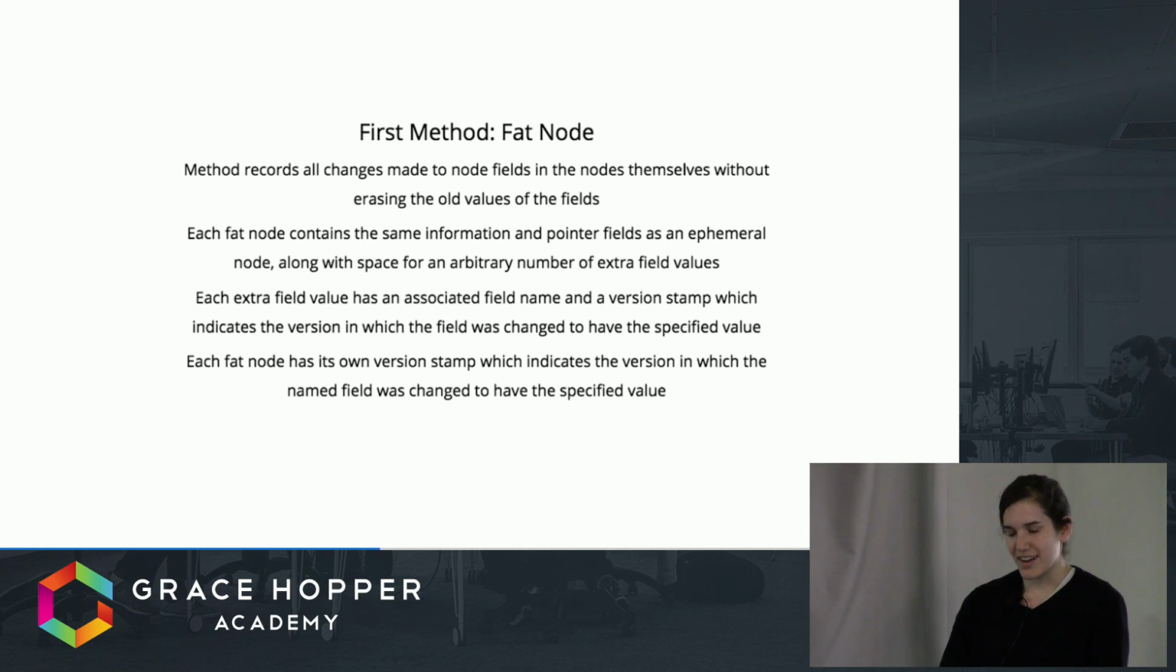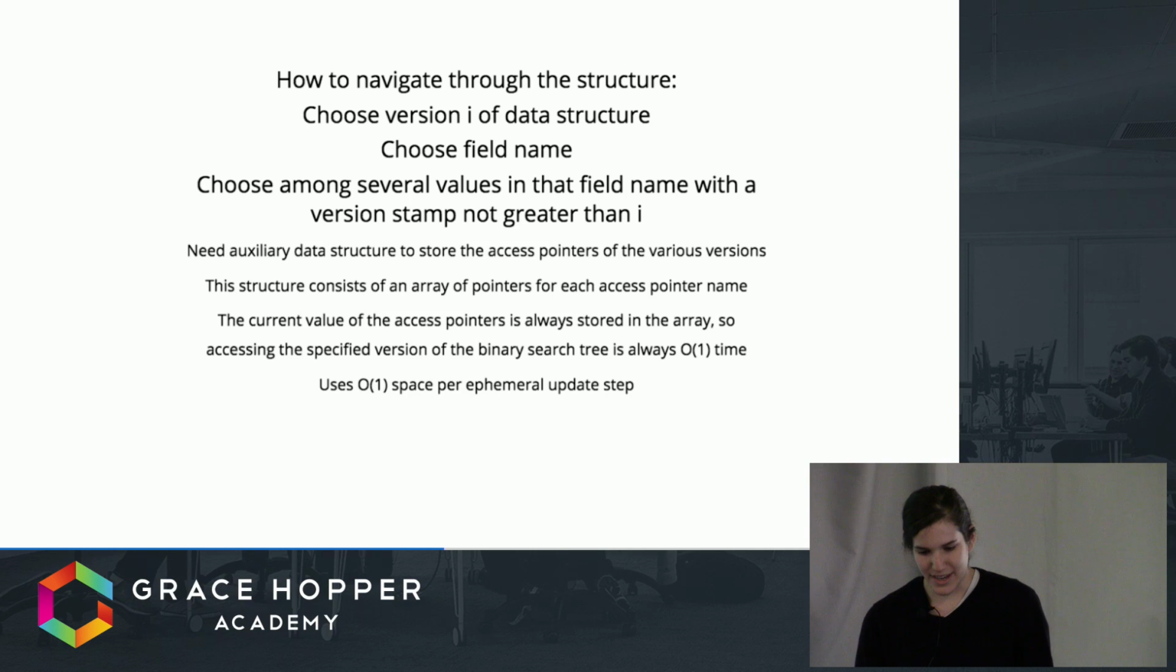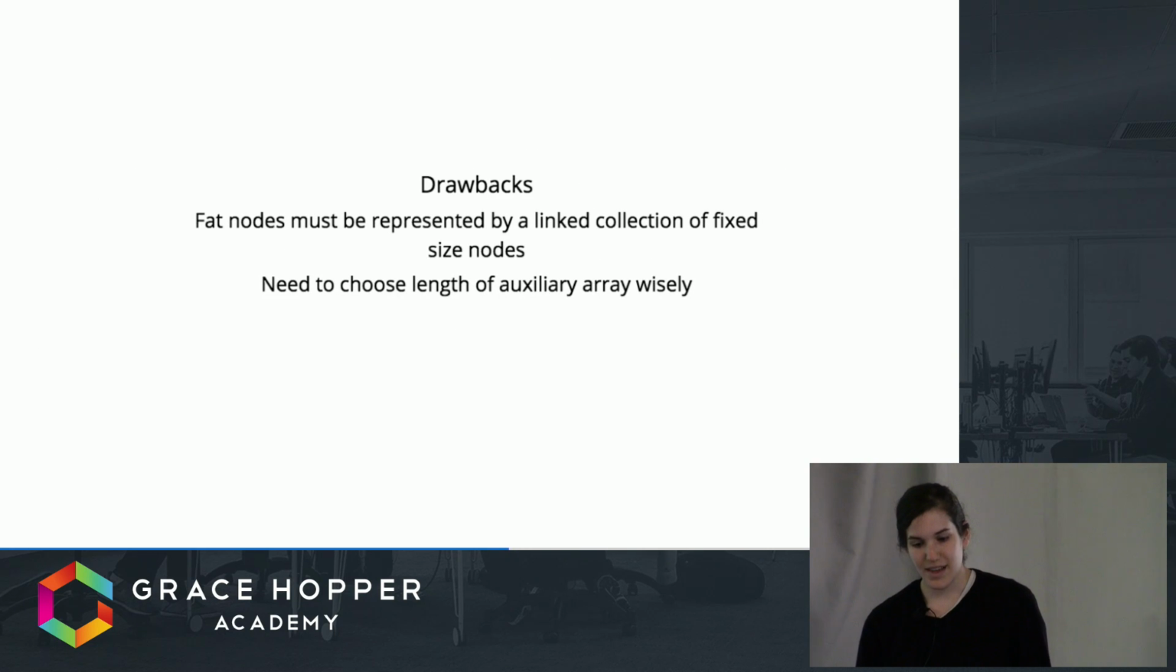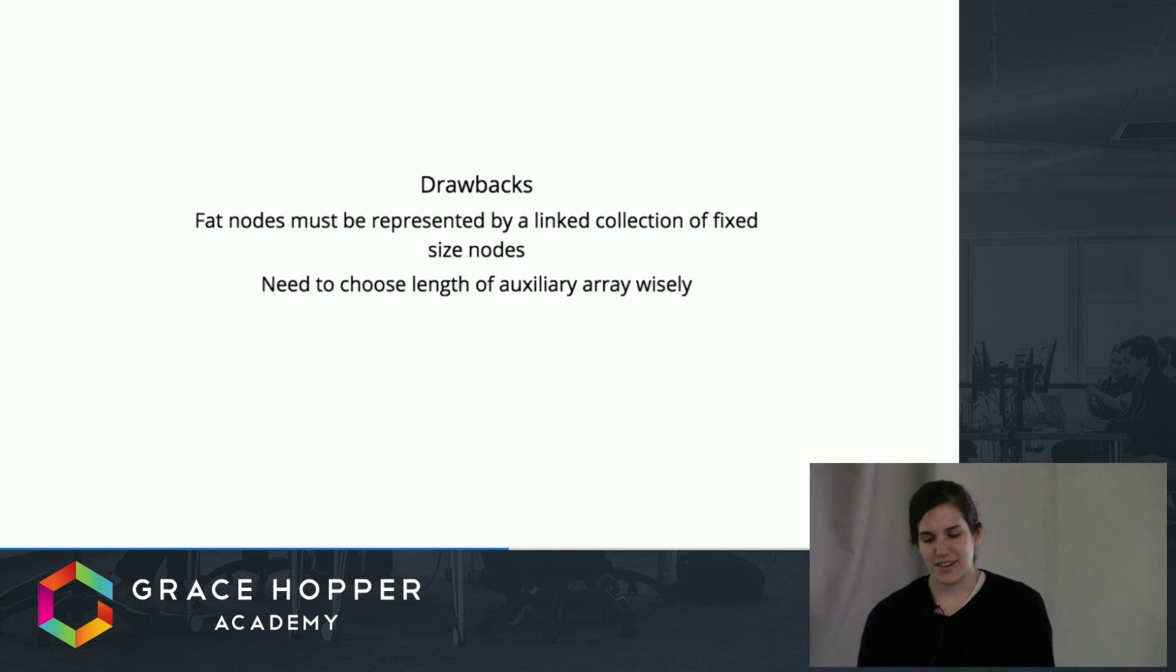These versions are accessed by an array, and so accessing the version takes O(1) time, and it's O(1) space per ephemeral update step for modifying the value. Now the drawbacks are that you need to determine ahead of time the number of versions in your node, and you need to choose the length of that, and that determines the length of your auxiliary array.